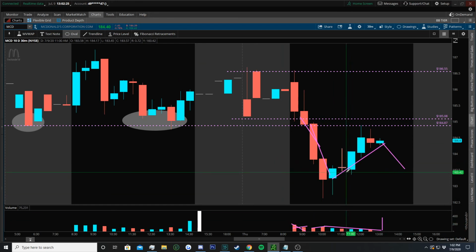But you have volume to price divergence. Price is rising as volume is dying. So now you're waiting for that pop. I think it's going to go down, personally.